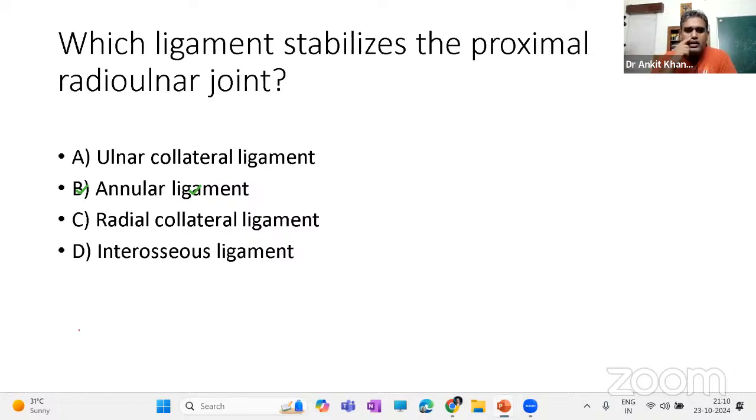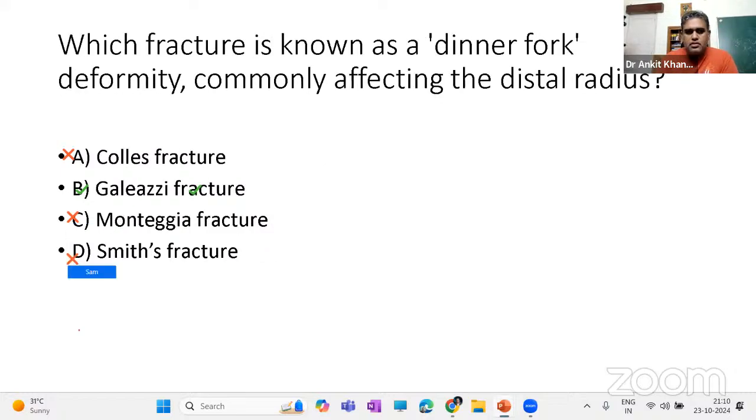Other options, we look at: ulnar collateral, radial collateral. They are the ligaments of the elbow joint. They actually are on the sides of the elbow joint. On the medial side, we have the ulnar collateral; on the lateral side, we have the radial collateral. So they are forming the sides of the elbow joint, and the interosseous membrane is between the two bones.